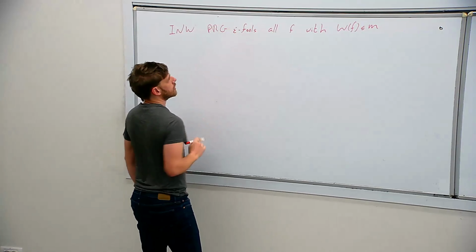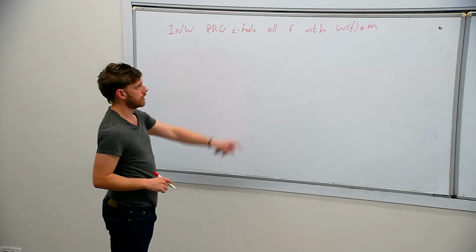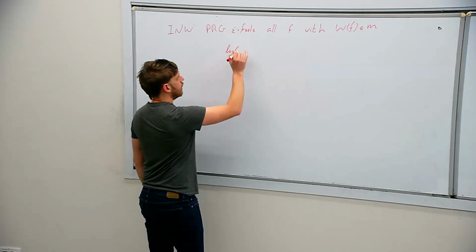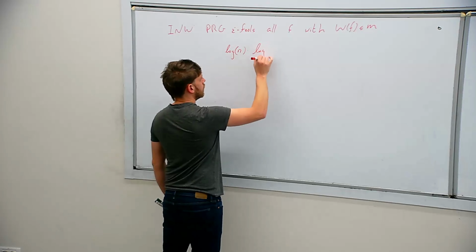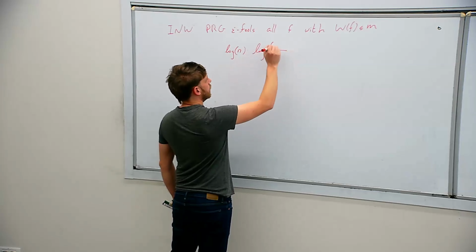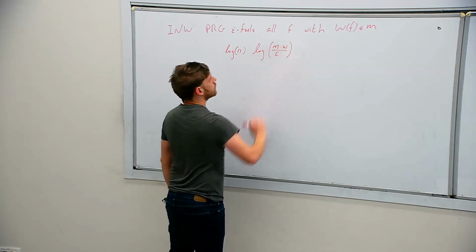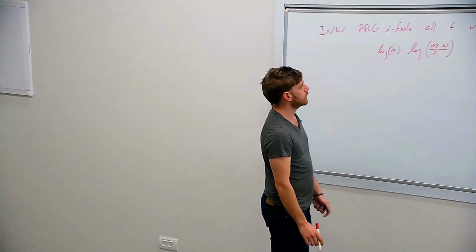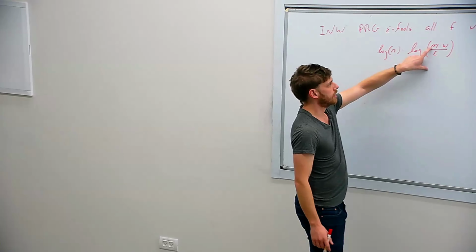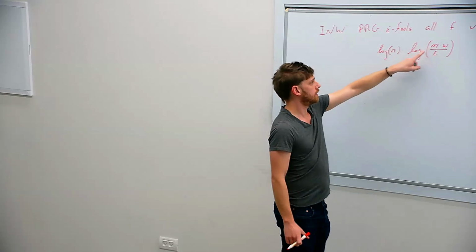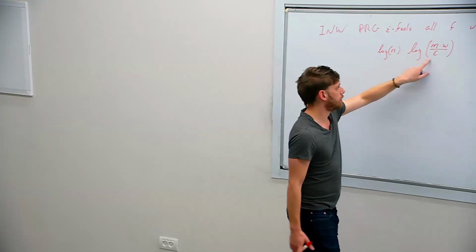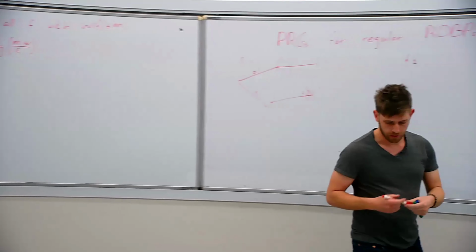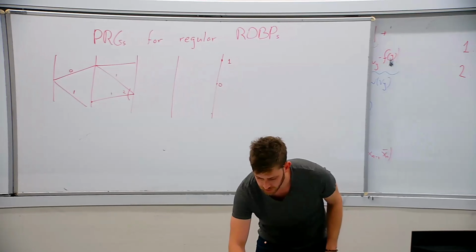Epsilon fools such functions, such ROEPs, and we need a seed length of log n times log m. Yes, what we've seen in class is that instead of this m we have n. So note that the length doesn't matter in this term only. So the weight is the thing that actually plays the important role.